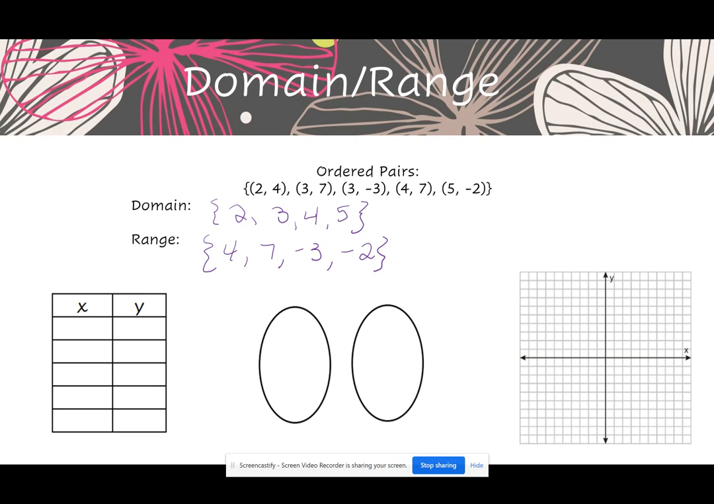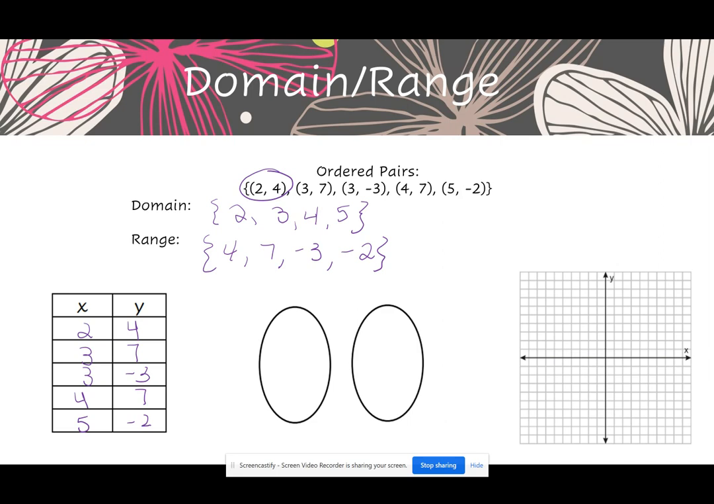Now, if you write them in a table, you're just going to copy your points. Our first point here is 2, 4, so we're going to write 2, 4. 3, 7 is our next point. 3, -3. 4, 7, and 5, -2. So you're separating your x and your y values.